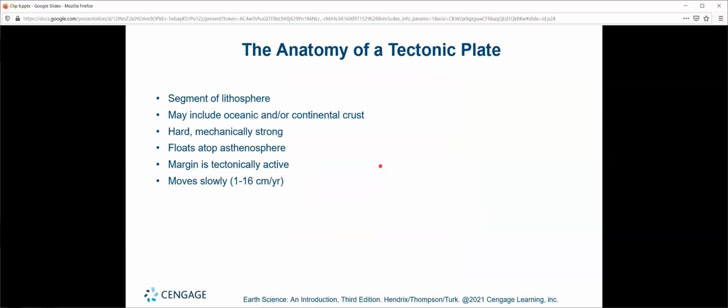What we would consider to be a very slow rate, 1 to 16 centimeters per year. 16 is cruising fast, I'll remind you. Usually these things move 3 to 4 centimeters a year. And that's something that we can measure. You can go Google it, GPS locations of continents. You can see how fast these continents move.